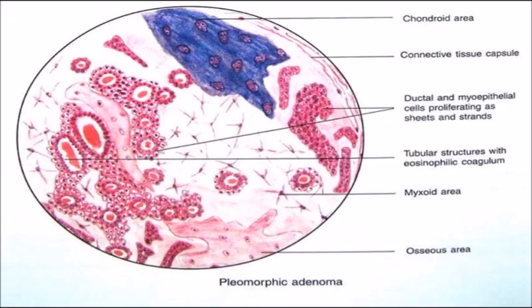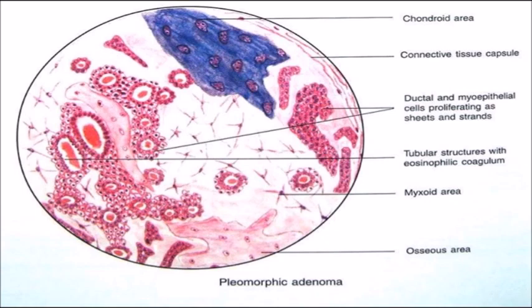Clear? Now look into this histology picture. Whatever I told you till now will be very clear from this picture. This is the classical histology picture of which tumor? Pleomorphic adenoma. How can you make out? See, the first label is showing you chondroid areas. Those blue areas are chondroid areas, that is the cartilage formation. As I told you, pleomorphic adenoma contains both the epithelial components and the connective tissue components. The connective tissue component is the chondroid area.